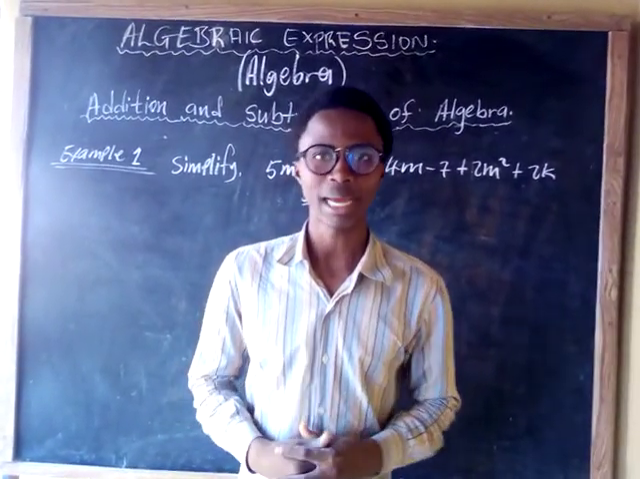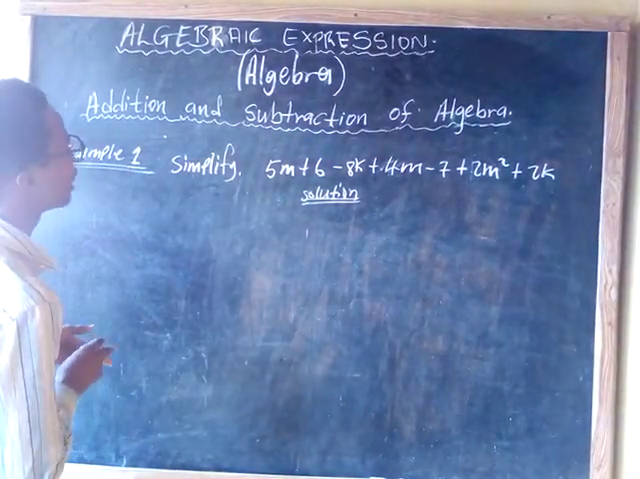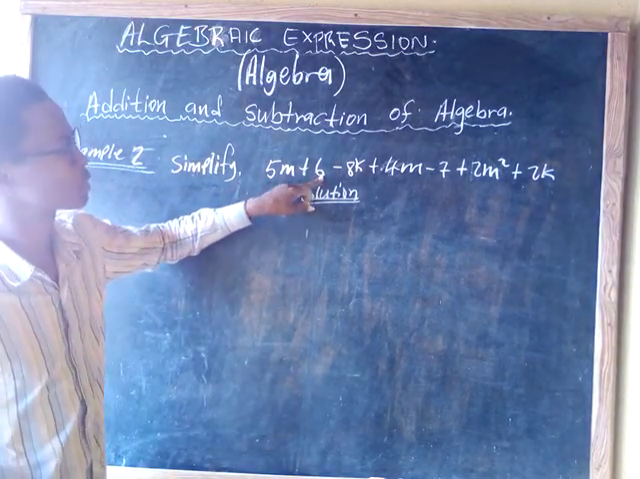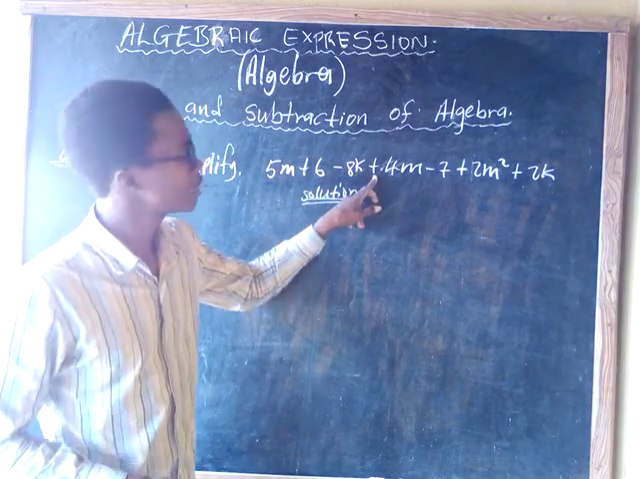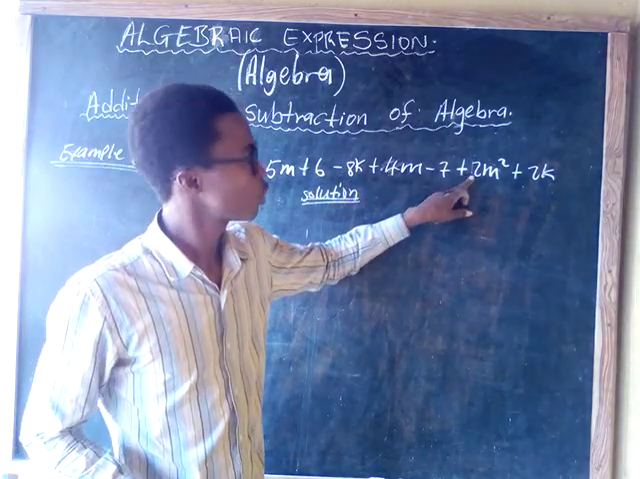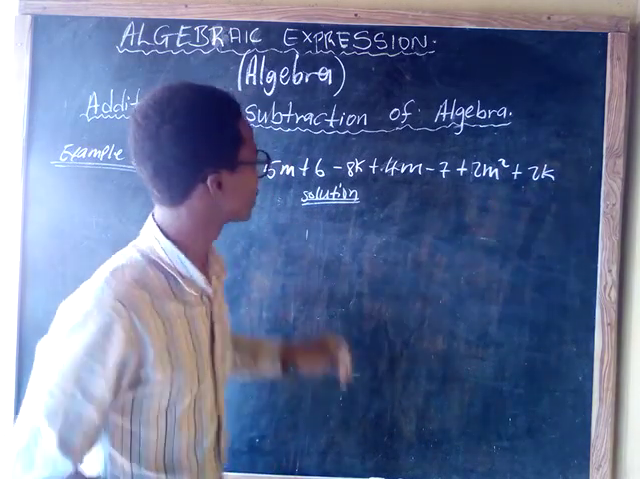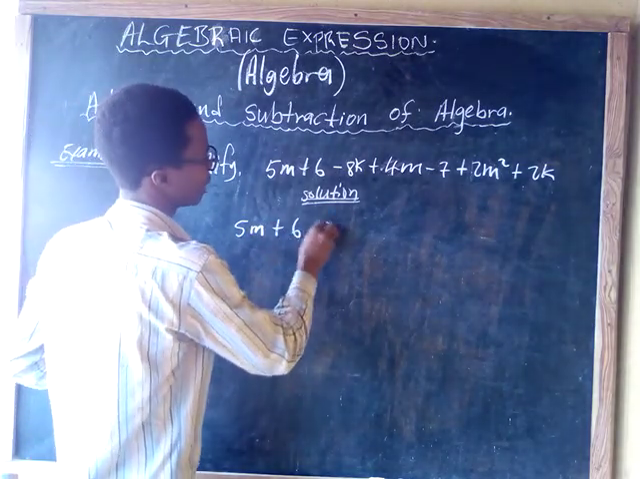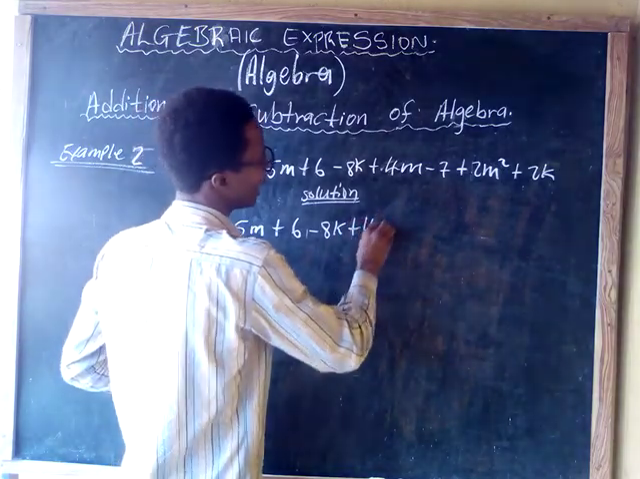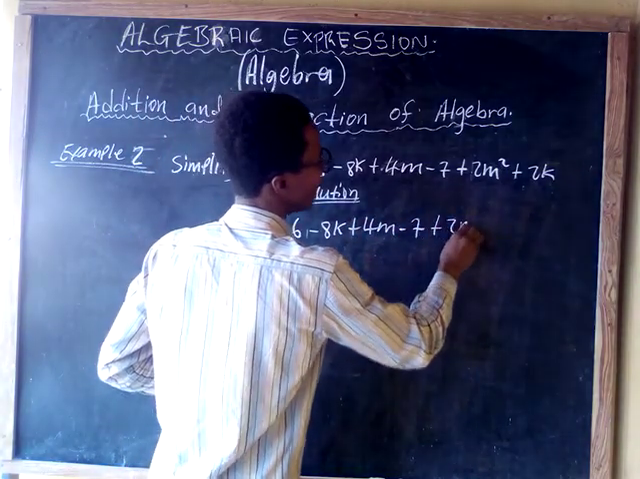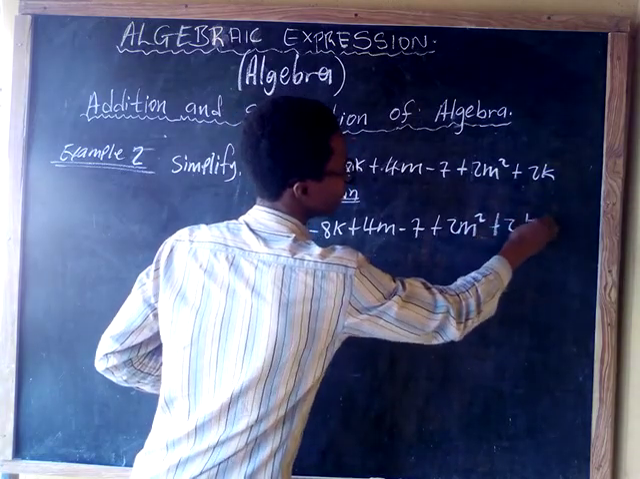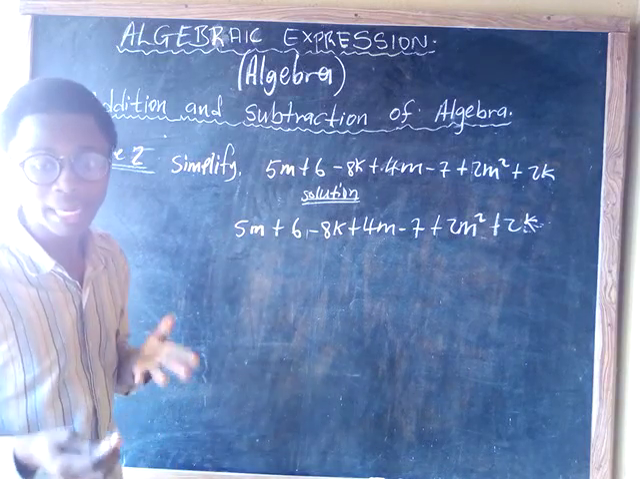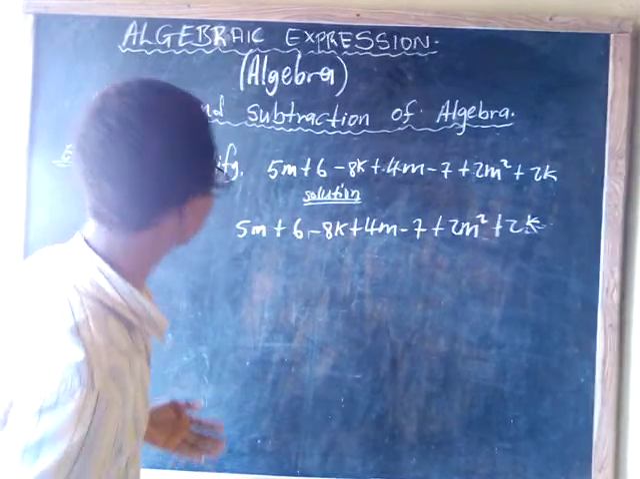Now, this is example 2. Simplify 5m plus 6 minus 8k plus 4m minus 7 plus 2m square plus 2k. Now how to do it? First of all, we write it: 5m plus 6 minus 8k, plus 4m minus 7 plus 2m square plus 2k. Now what are you going to do? Collect like terms. You know now what like terms are? The same letter and the same powers. Good.